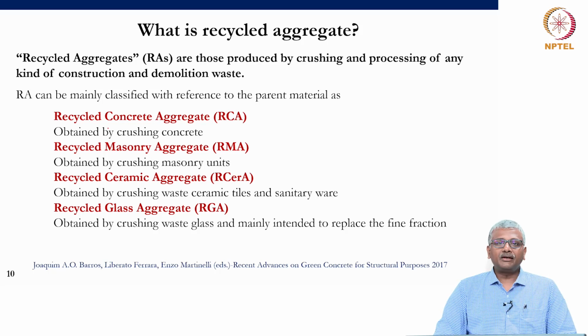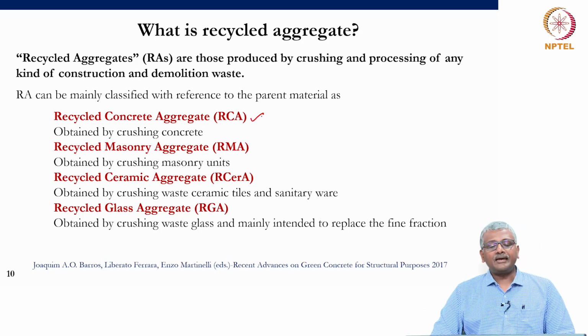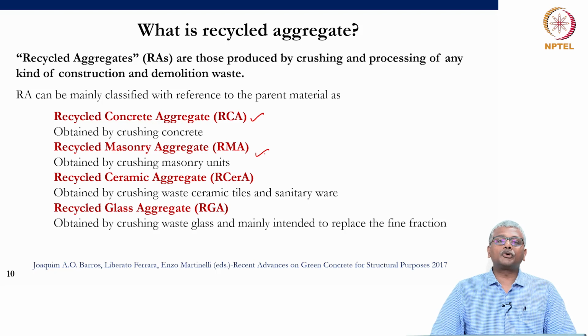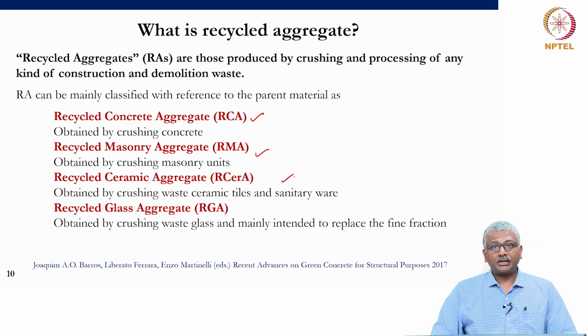First of all, we need to classify the different types of recycled aggregate that are typically collected. Recycled aggregates are those produced by crushing and processing any kind of construction and demolition waste. You can classify these into different types. The most important for us is the recycled concrete aggregate, RCA, which is obtained by crushing concrete. Then you have recycled masonry aggregate, obtained by crushing masonry units, which includes brick or block along with plaster. Then you have recycled ceramic aggregate, which is obtained by crushing waste ceramic tiles and sanitary ware.